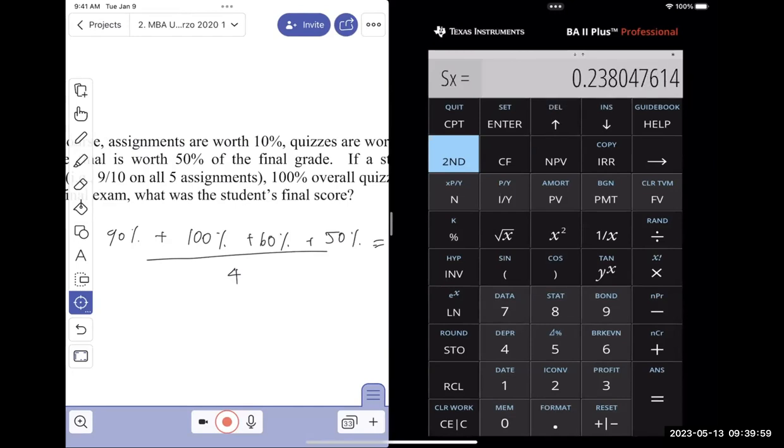So let me talk about this. This is the standard deviation of the sample. What does this measure? Right. So this one is a standard deviation of the sample. This is the mean of the sample.